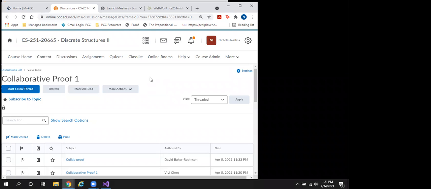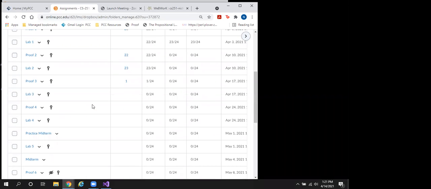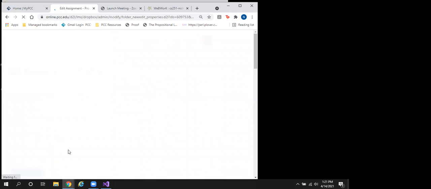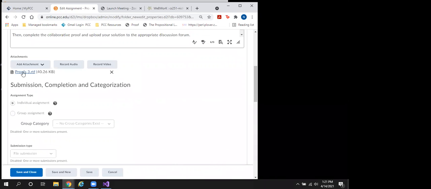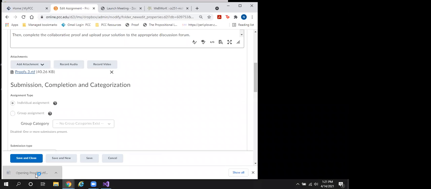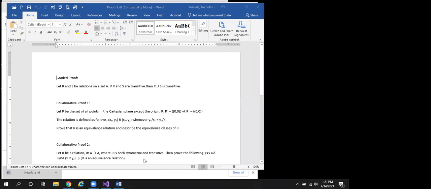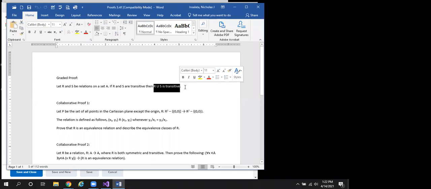Okay, does anyone else have any hint for this week's graded proof? Okay, let me go to that. Assignments, proof 3. All right. Okay. If R and S are relations on a set A that are transitive, is their union transitive? Okay, so what is this asking exactly?